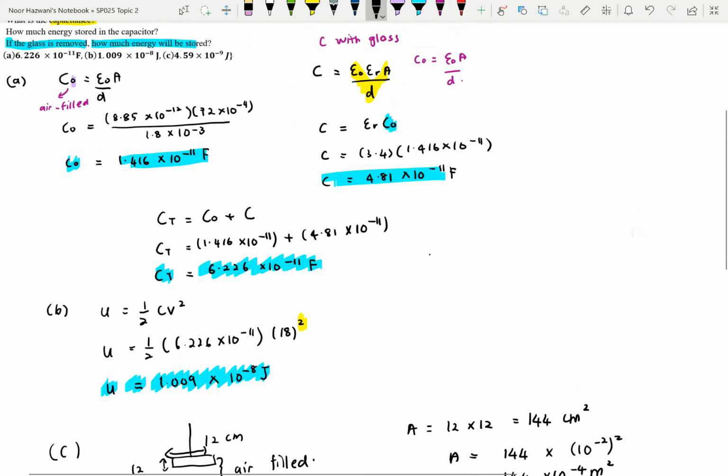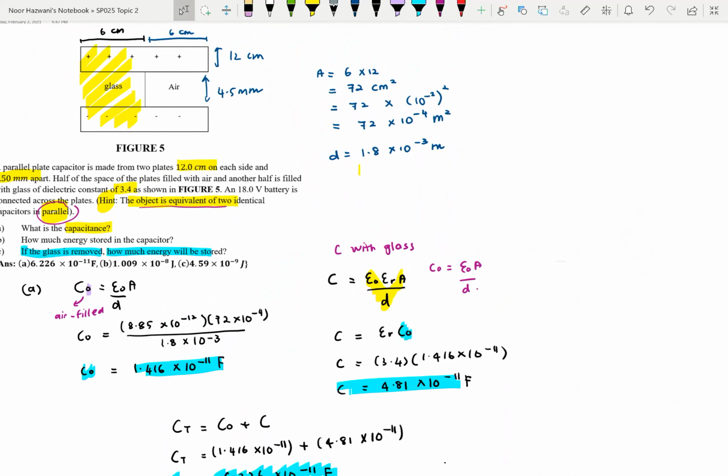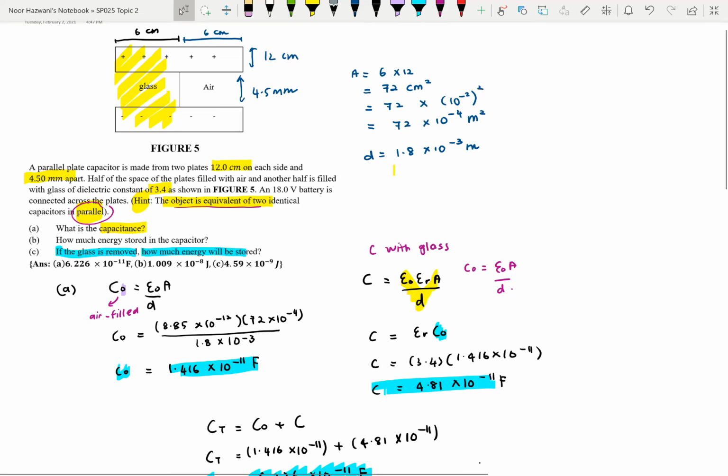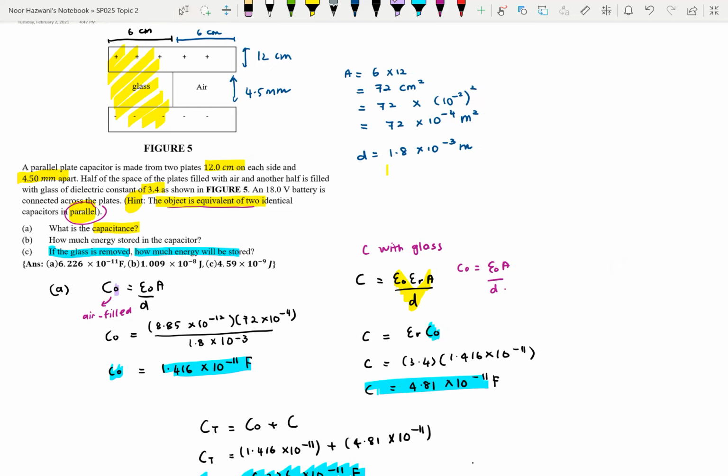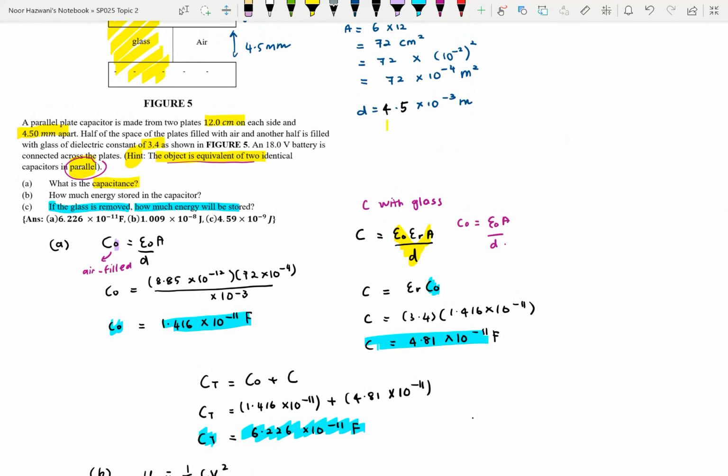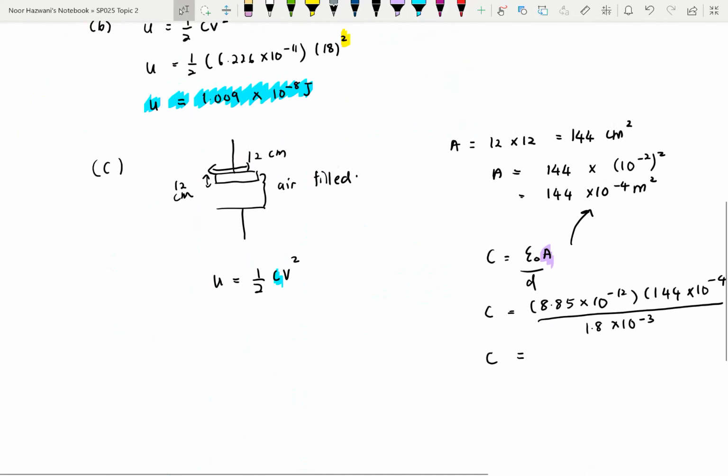Okay. Is D really 1.8? Wait a moment. Okay, I noticed where I made a mistake. Okay, the distance, how did I get 1.8? 4.5. Okay, 4.5. Okay, so here it is 4.5. Okay, sorry. Okay, but the answer is right. Okay, the answer is right, but my substitution is wrong. Okay, here let me correct it a bit. Okay, sorry for my bad. Okay, so here you substitute 4.5.